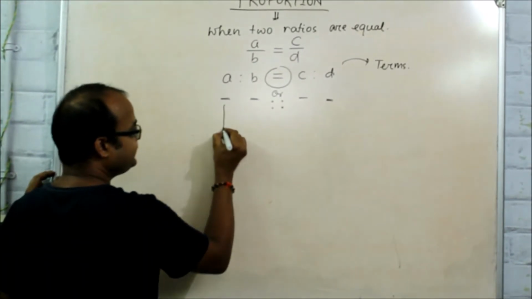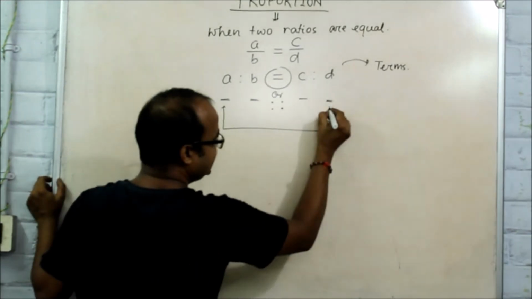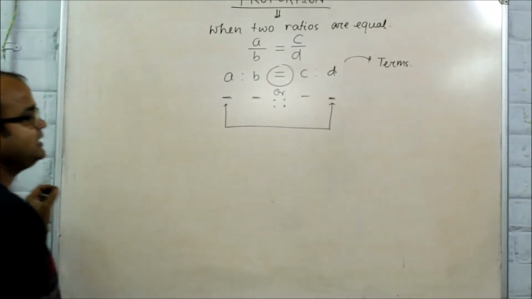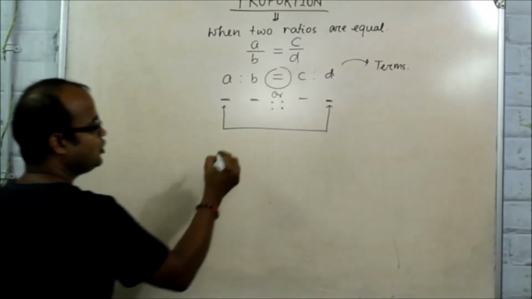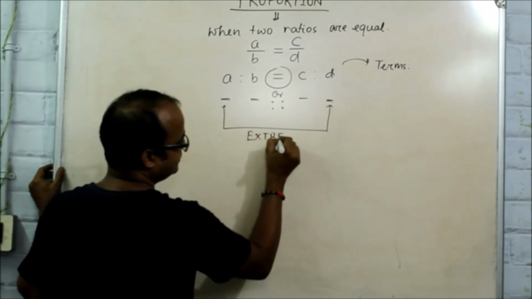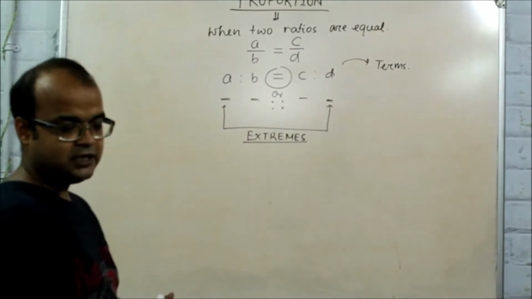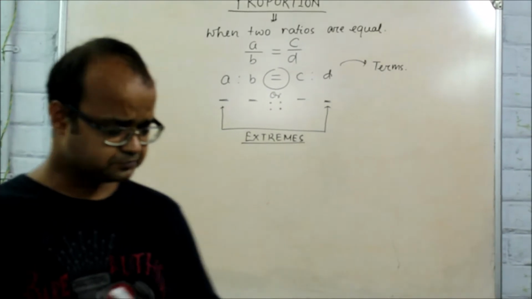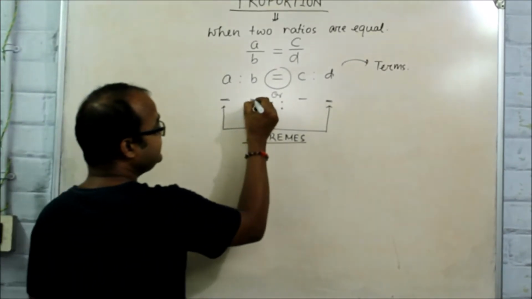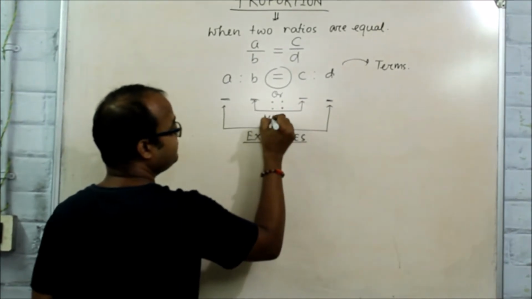Now if this relation holds, A and D are called the extremes. And B and C are called the means.